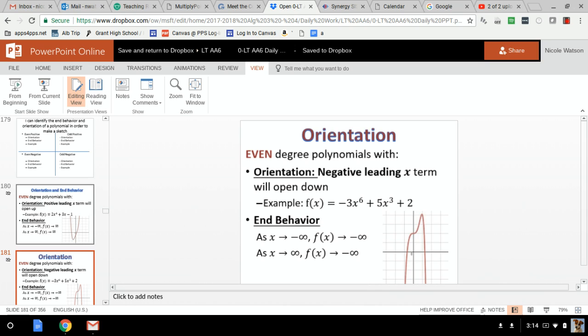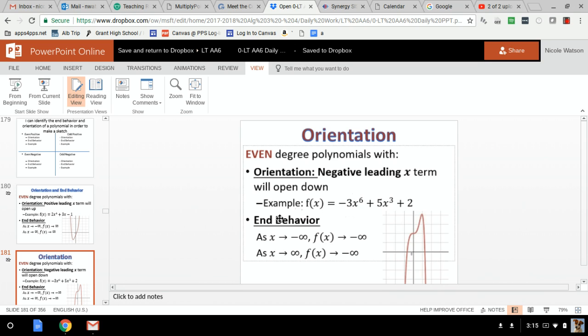Okay, the next one that I have is on the bottom left-hand side, and it is even degree polynomials with the orientation where we have a negative leading term, okay? And remember, when I'm looking for these even degree polynomials, we did this last week. We talked about how the biggest exponent here tells me that it is even. So 2, 4, 6, 8, those are even degree polynomials. So this one has a negative leading coefficient, okay?